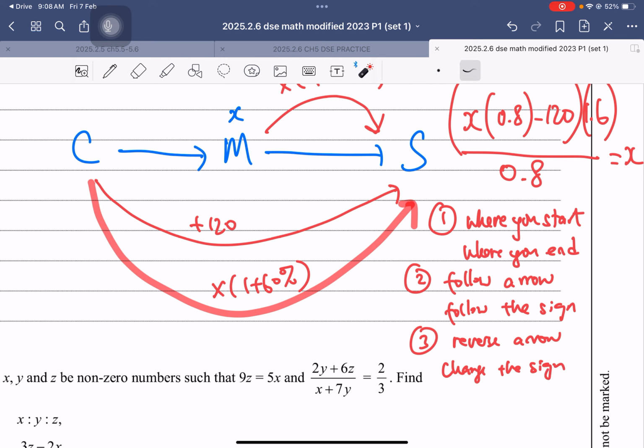This is the 3 rule. Where you start, where you end. Follow the arrow, follow the sign. Reverse the arrow, change the sign. Don't need to write it down. I will send the notes to you, okay? All clear? Okay. So can I move to the next question? Yes.